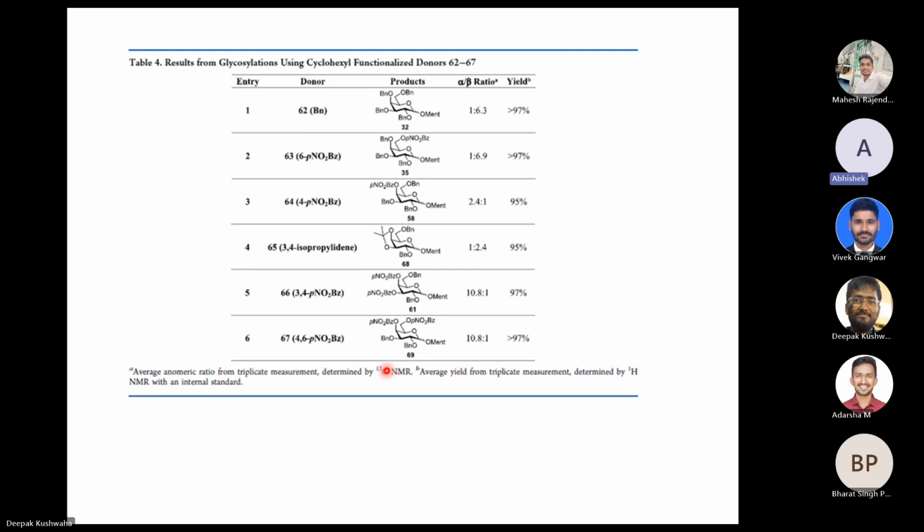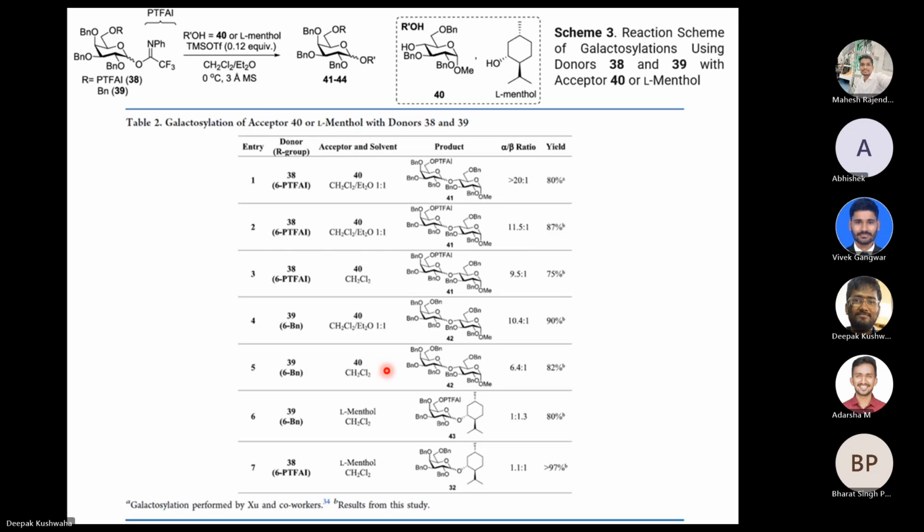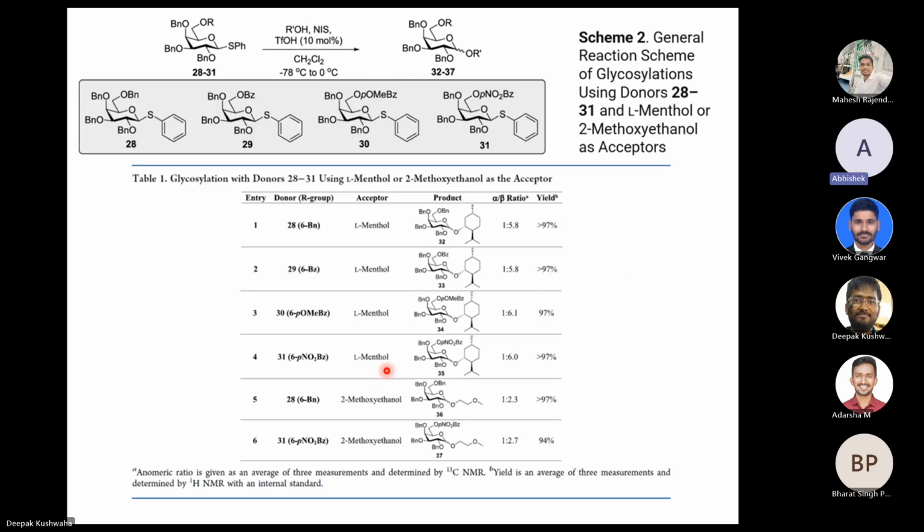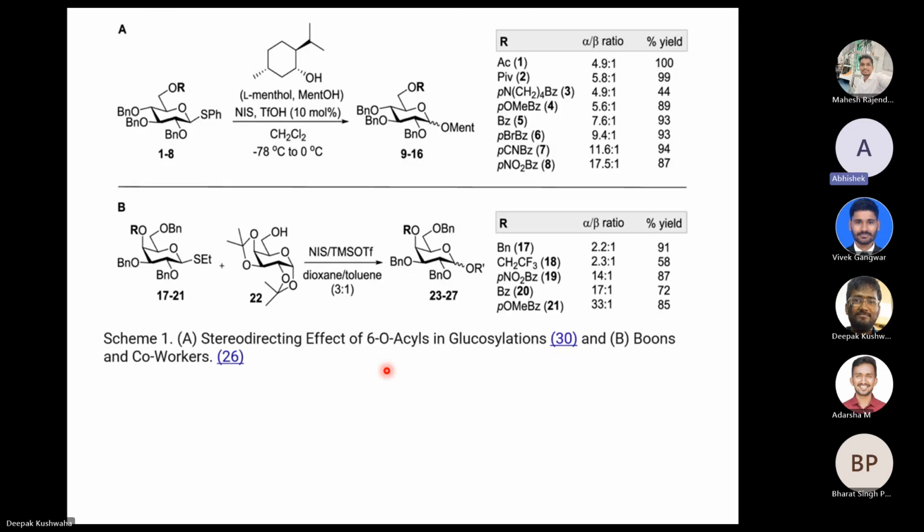Can you go to the previous slide that we were discussing right now? In this slide, in this Table 1, there is a role of electron-donating group and withdrawing group. But in this B, there is 19 and this 21, this para-nitro and para-methoxy, both are giving similar results, so in this there is no role of this electronic effect.